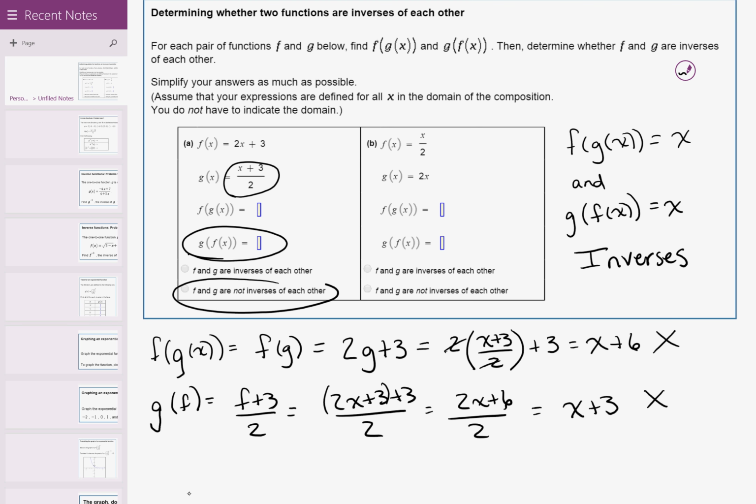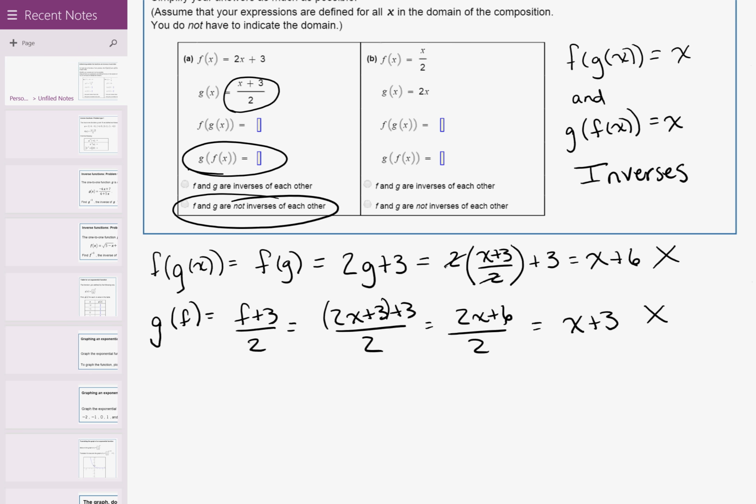I want to note here what f and g actually are. f is the function: begin with x, multiply by 2, and then add 3.